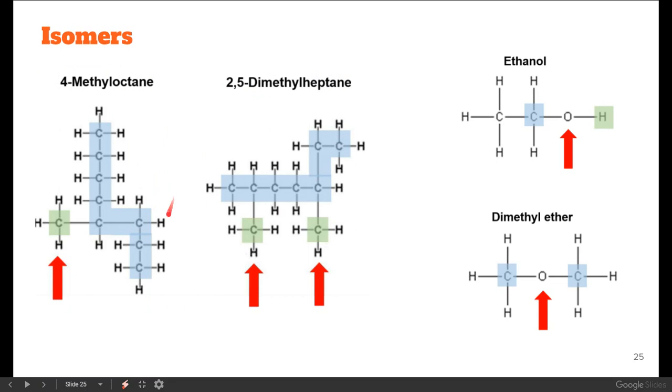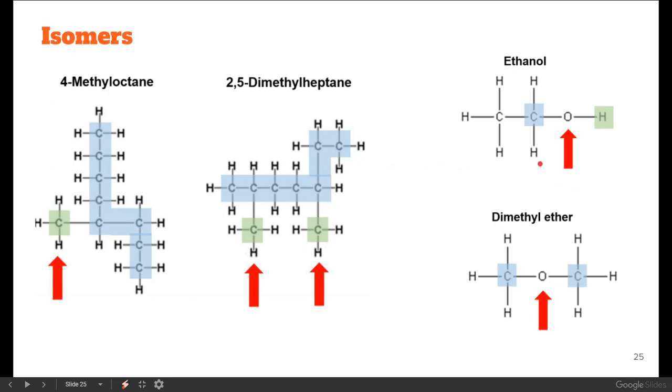But if you look at this, this is called 4-methyl octane, and that's because this methyl group comes off the 4th carbon here. And this guy right here is a 2,5-dimethylheptane, which means there's a methyl on carbon 2, and then there's another methyl on carbon 5. But if we were to count up all these things right here, they would have the exact same molecular formula. 1, 2, 3, 4, 5, 6, 7, 8, 9 carbons. 1, 2, 3, 4, 5, 6, 7, 8, 9 carbons. And the rest are hydrogens. They have the exact same molecular formula, but they have different structural formulas.